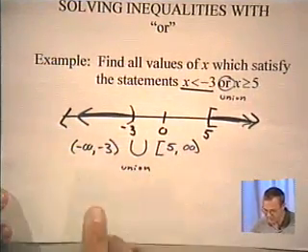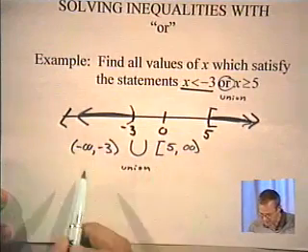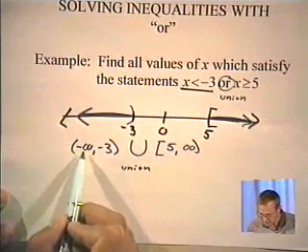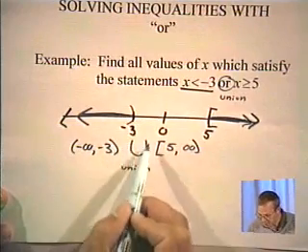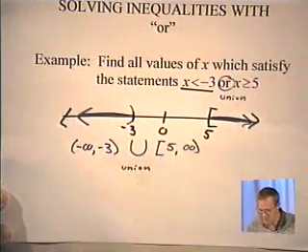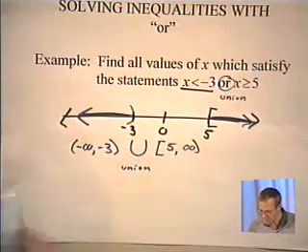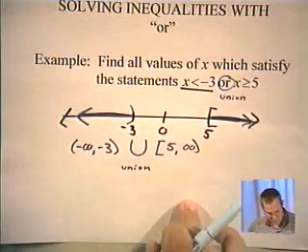So, let me read this statement here. This means the set of all points negative infinity to negative 3 union, or also or combined with, the points from 5 to infinity. Okay, so that's a typical or inequality. Let's do a couple more examples.